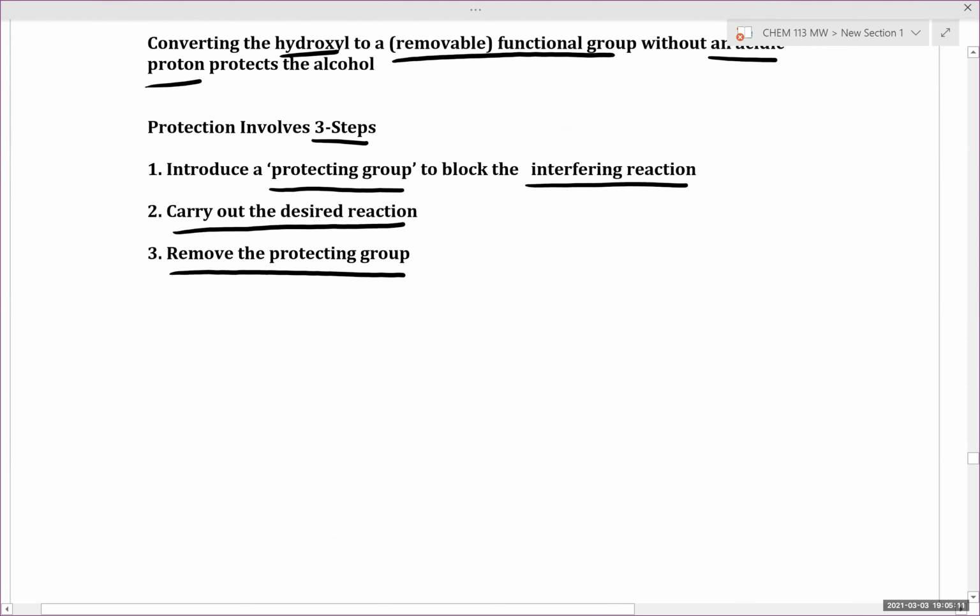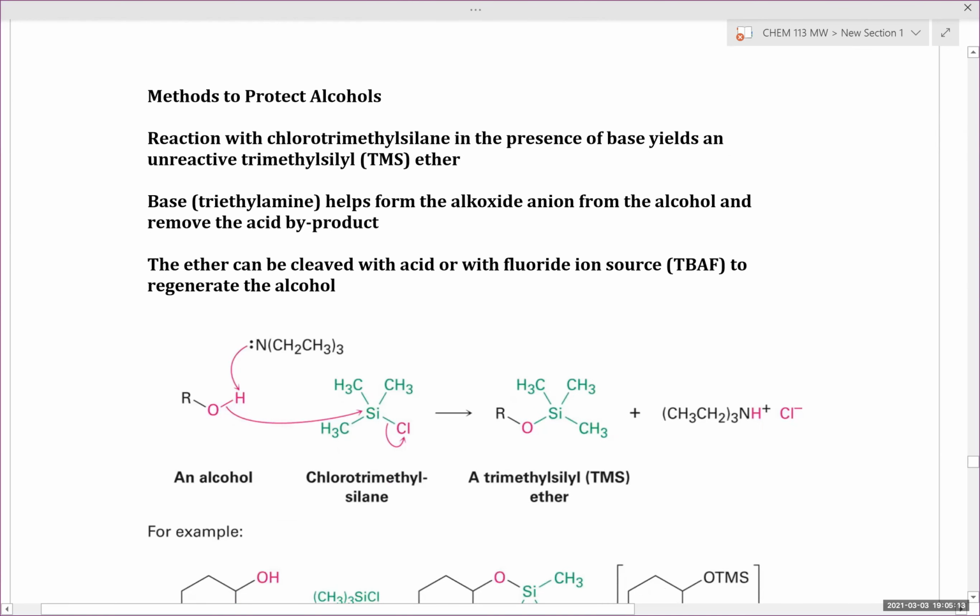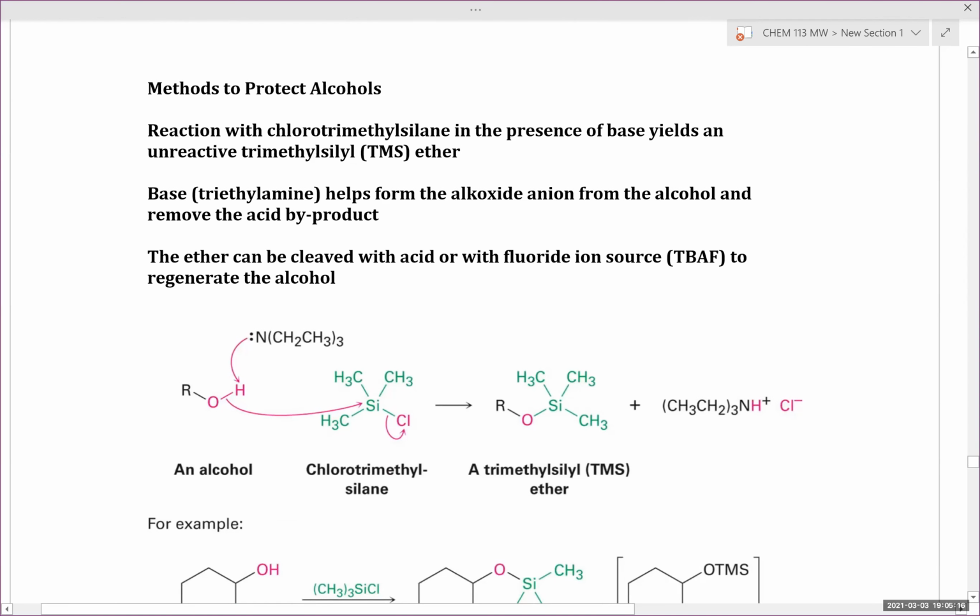Okay, so let's talk about typical protecting groups and how the protecting groups are installed. So let's talk about methods to protect alcohols. The most common protecting group is the trimethylsilyl or TMS protecting group, which is installed by reaction of an alcohol with chlorotrimethylsilane in the presence of base.